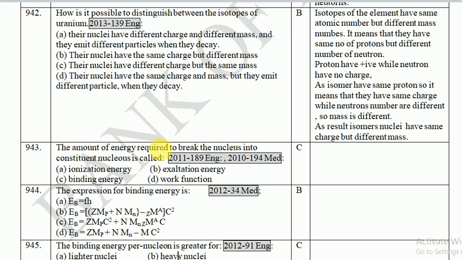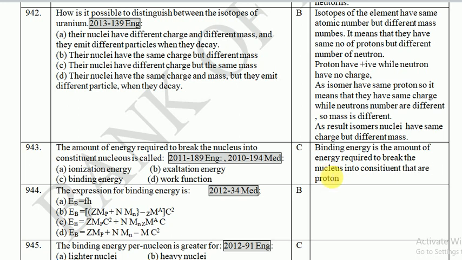The next is, the amount of energy required to break the nucleus into its constituents is called binding energy. The definition of binding energy is the amount of energy required to break the nucleus into its constituents, that are protons and neutrons. So this is the definition of binding energy.